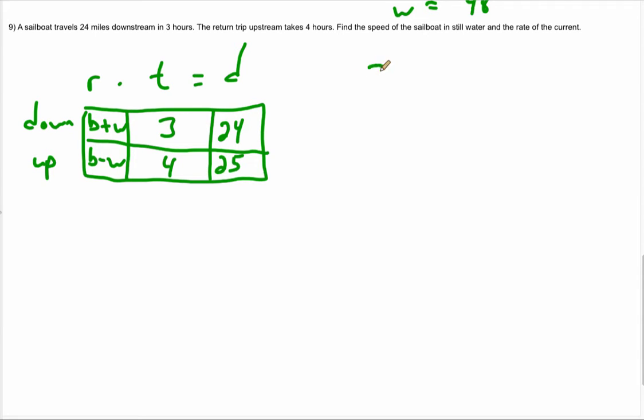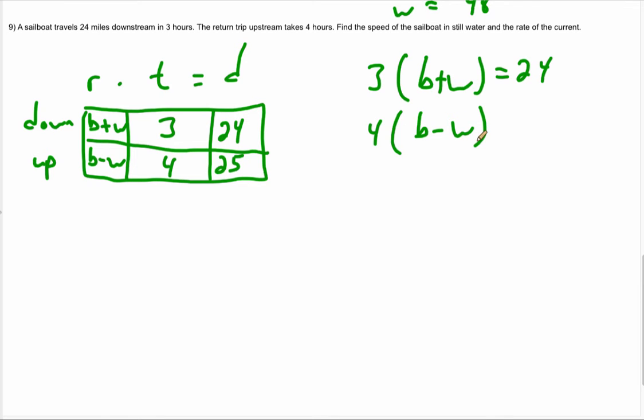We have equation 1, 3 times (B plus W) equals 24. 4 times (B minus W) does not equal 25. It's still the same 24. I don't know what I did there. That's kind of crazy. Boom, boom. 24. Going too fast. Okay.